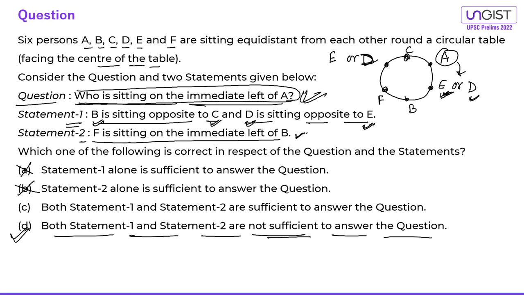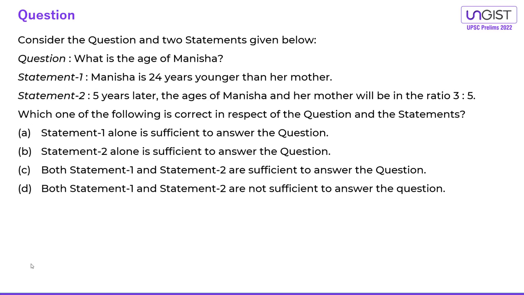Okay everyone, this was a simple question, but you have to take care of the fact that E and D are sitting opposite to each other. So it may be E or D, or D or E, both. You have to be alert while solving these types of questions. All right, everyone. Now let's move to the next question.